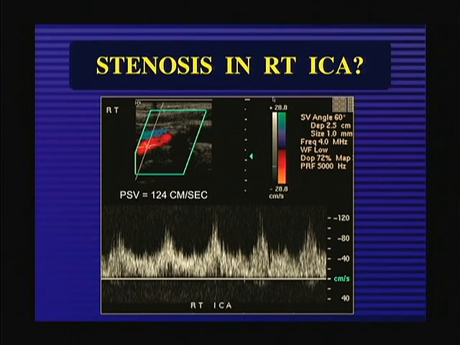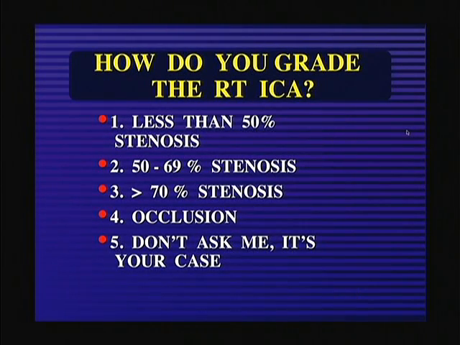So I ask you, you think there's a significant stenosis in that right internal carotid? What are the clues here? Anybody? Okay, we look like we have a tardus parvus waveform. All right, so how do you grade the right internal carotid? I think it's less than 50%. Remember, the velocity is 124. Is it 50 to 69% stenosis? Greater than 70%? Is it occluded? Or don't ask me, it's your case. And I'm sure at this point in the day, the answer is number 5.